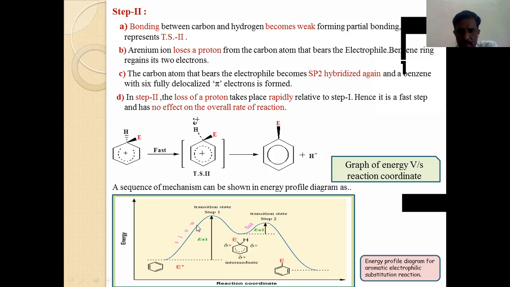So the energy profile diagram for the aromatic electrophilic substitution reaction tells us how the energy of activation 1 and the energy of activation 2 arise, how the first step is slow and the second step is fast, and how the product and reactants have different energies, and it suggests that the reaction is exothermic.